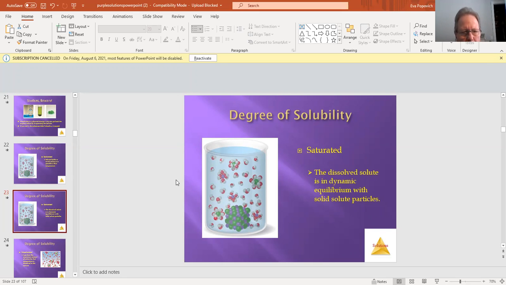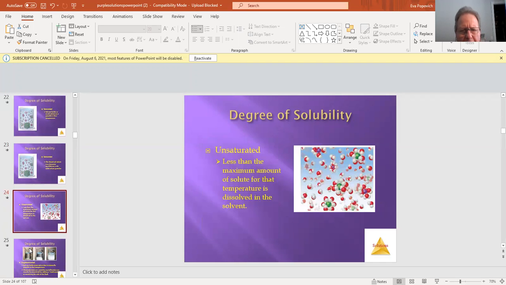So, I'll ask the question in a second. If we have something that is unsaturated, then we have less than the maximum amount. The solvent can have more solute added to it. So riddle me this, Batman. If I'm looking at two solutions, one has solid in the bottom, one does not. Which one is saturated?